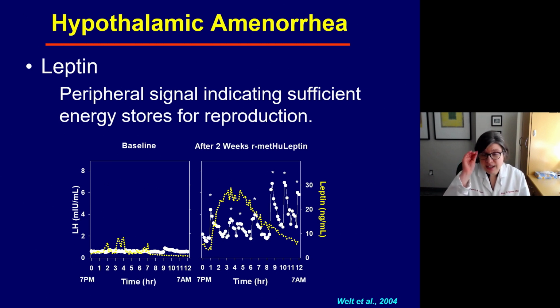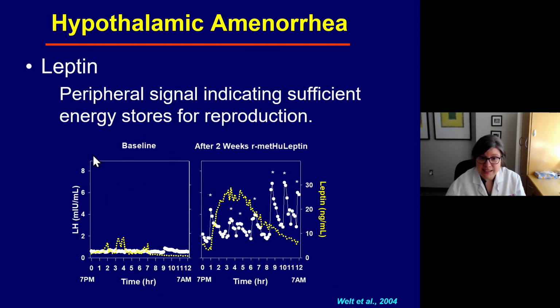And there was this wonderful study done back in 2004 that was the proof of concept that leptin really is the essential signal to tell the body that there are sufficient energy stores for reproduction. In the study by Corinne Welt, she showed that by giving recombinant leptin at physiological levels, she could actually induce LH pulses in women with hypothalamic amenorrhea. And I have two graphs from this paper that I thought really show this well.